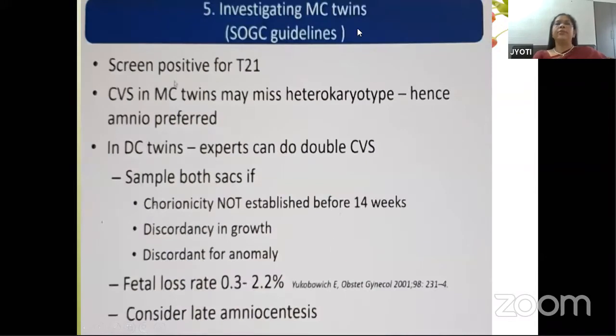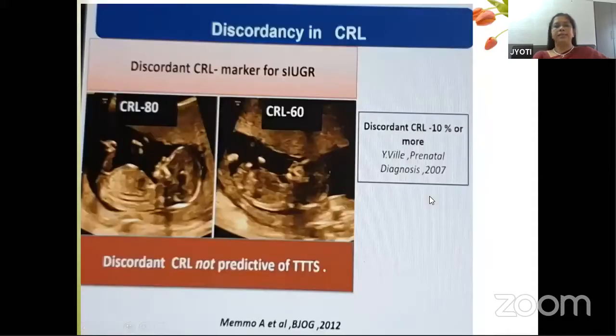So supposing you find a screen positive with NT or other markers, you may have to do an amniocentesis. And if you want to do an amniocentesis, you have to do both the sacs. It is also indicated if there is discordancy in growth or a discordant anomaly. The fetal loss rate is 0.3 to 2.2%, and always consider a late amniocentesis.